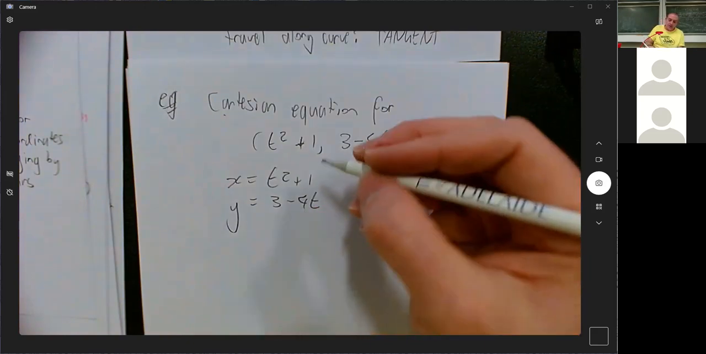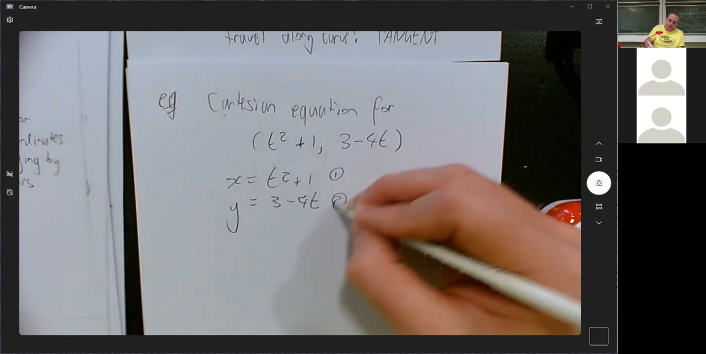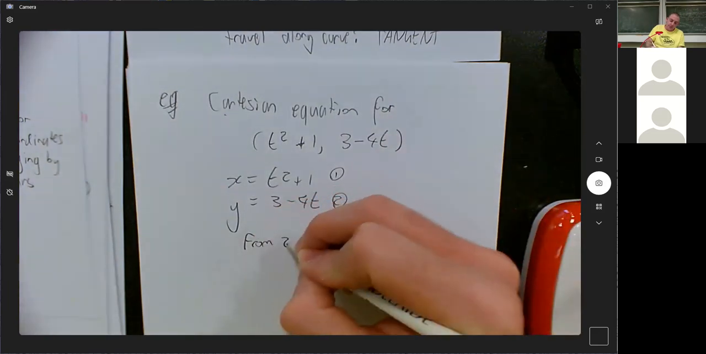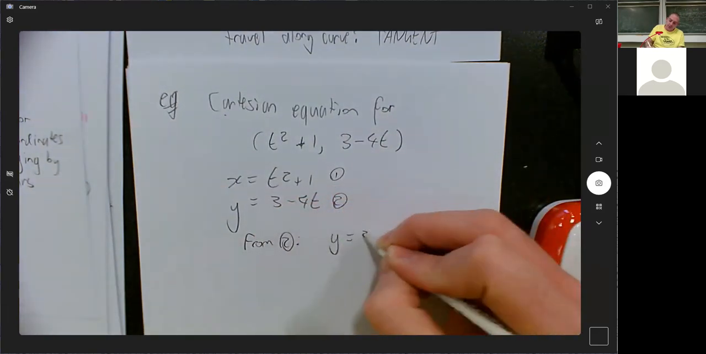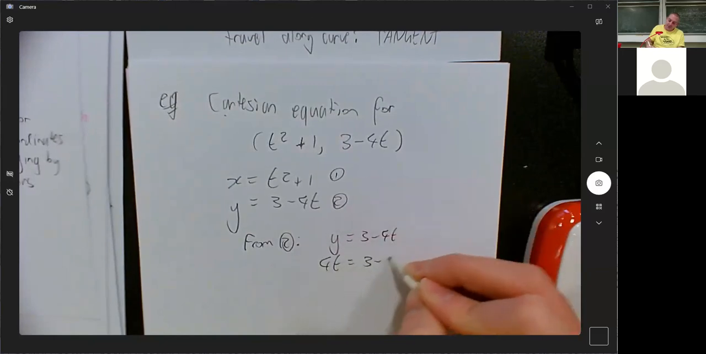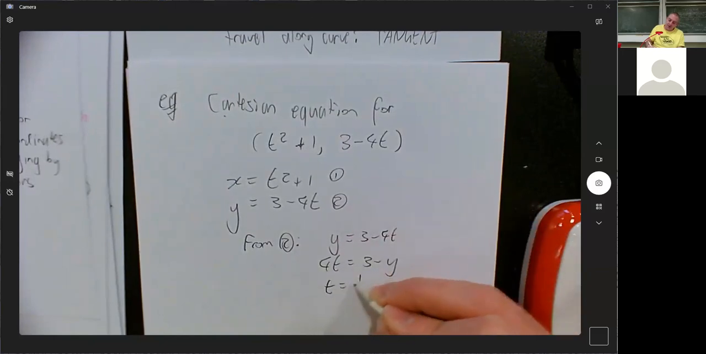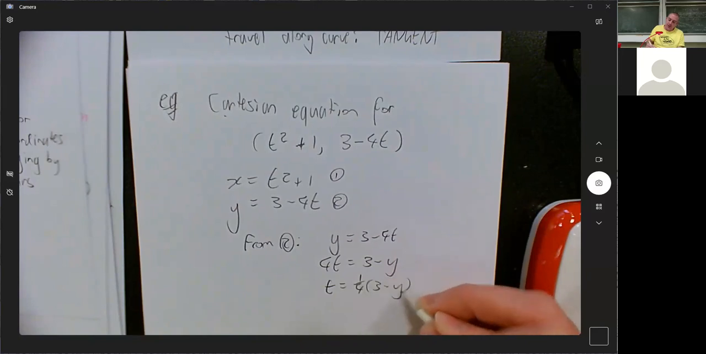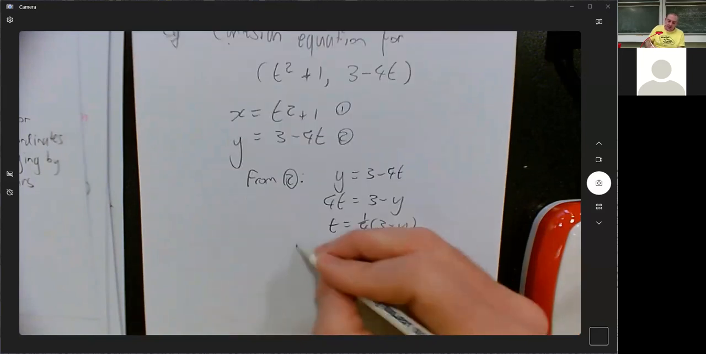And so I can see from the second equation, from number 2, 4t is equal to 3 minus y. So t is a quarter of 3 minus y. And so I can sub that into the other one.